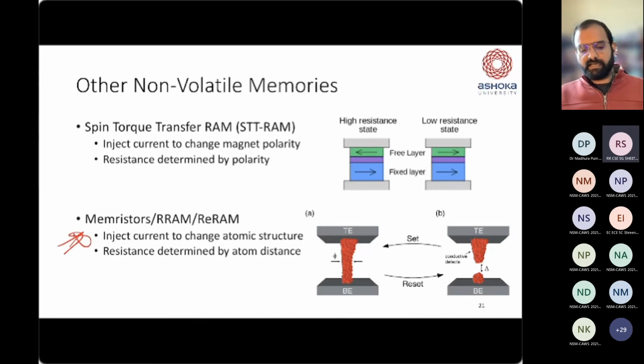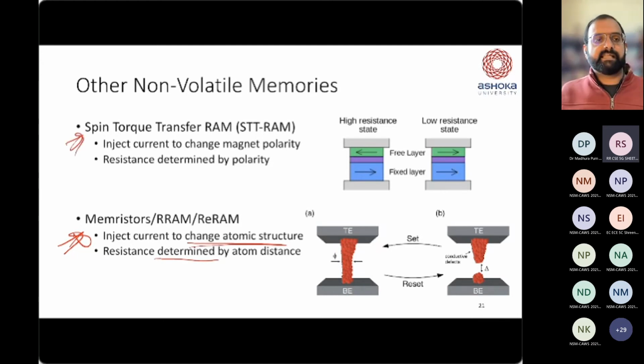So for example, memristors, RRAM or ReRAM essentially store information as resistance, but the amount of resistance is defined by the change in atomic structure, or rather the resistance is determined by how much distance there is between the atoms.